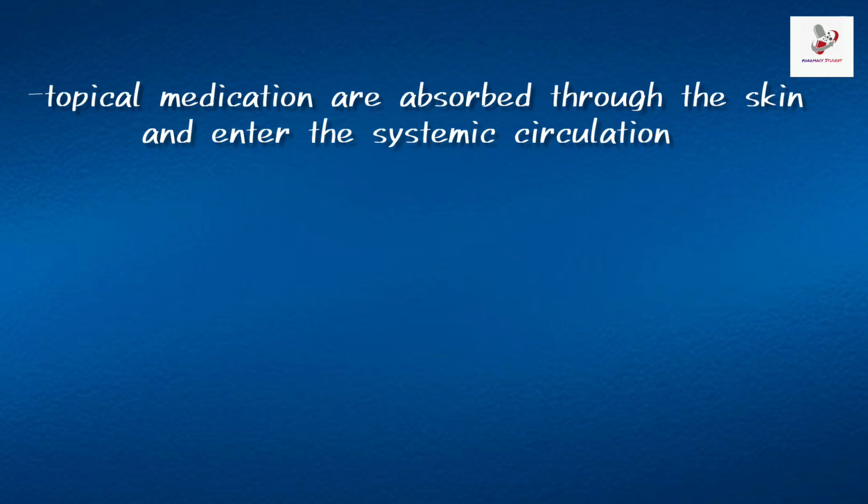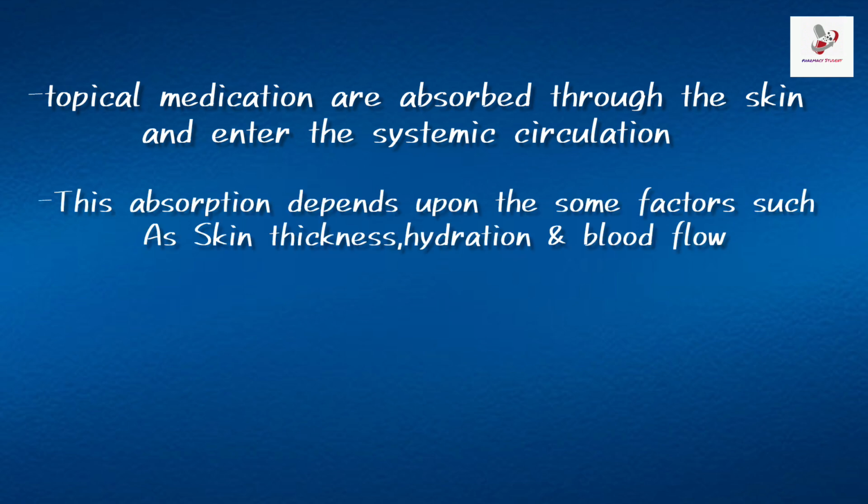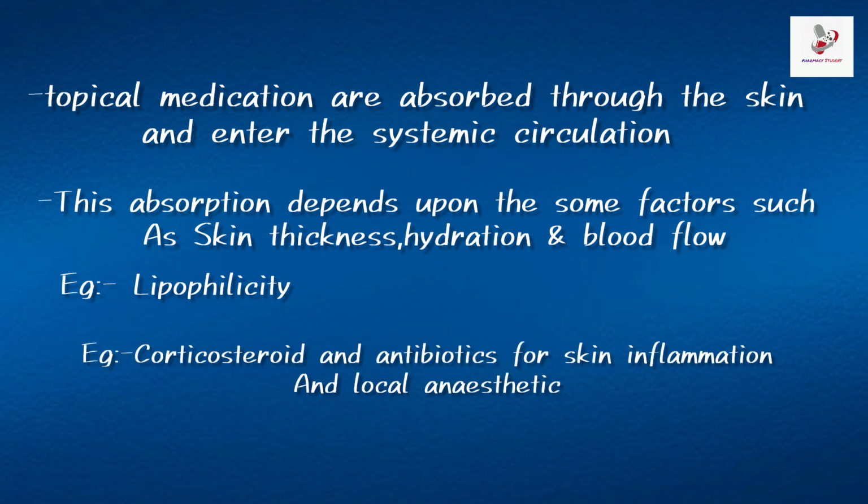Topical medications are absorbed through the skin and enter the systemic circulation, and this absorption depends on factors such as skin thickness, hydration, blood flow to the site, and the properties of the drugs, for example lipophilicity. So the examples are corticosteroids for skin inflammation, antibiotics for skin infection, and local anesthetics.